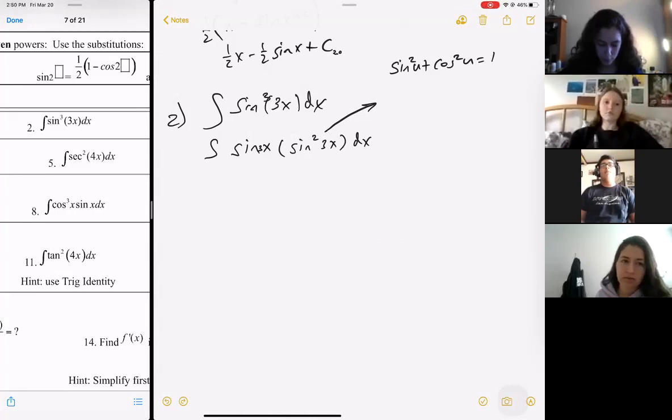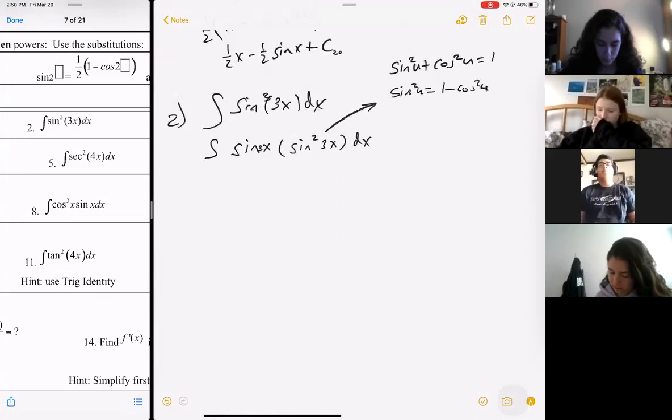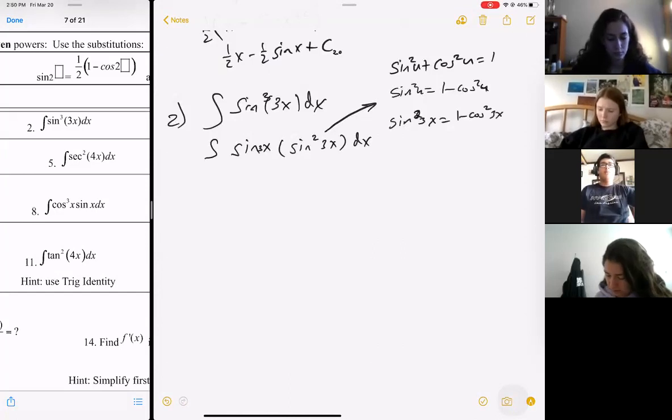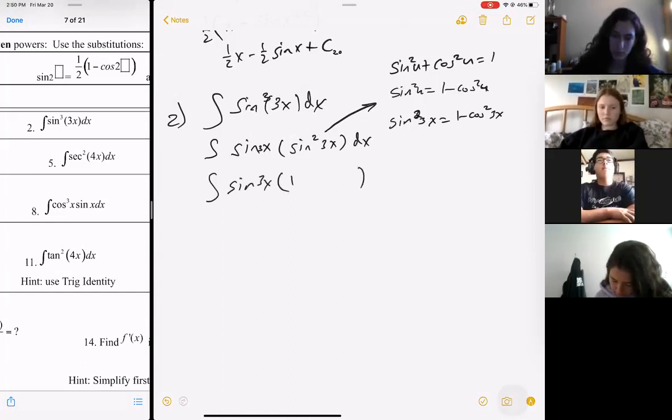And we can change sine squared using our Pythagorean identity. Sine squared u is equal to 1 minus cosine squared u. So if u was 3x, sine squared of 3x is equal to 1 minus cosine squared of 3x. And we're just going to plug it back in. The integral of sine 3x, substituting 1 minus cosine squared 3x in.